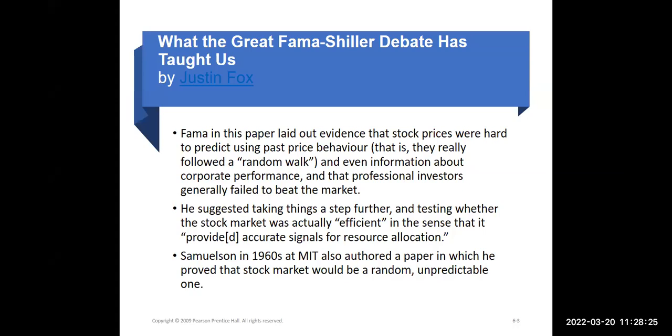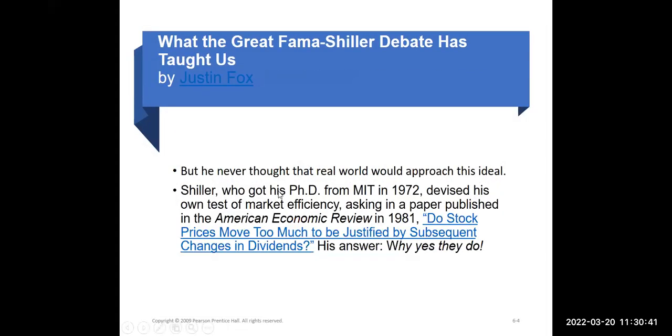Paul Samuelson in the 1960s at MIT also authored a paper in which he proved that stock markets would be random and unpredictable. Samuelson was another guy who thought that they are unpredictable or random. When we say random or unpredictable, it means that a person cannot predict what is going to happen tomorrow. If you cannot predict what is going to happen tomorrow, you cannot make extra profits, or you cannot avoid extra losses. That was the idea of Fama and Samuelson to some extent, that the markets are unpredictable, in the sense that they are random. They cannot be predicted.